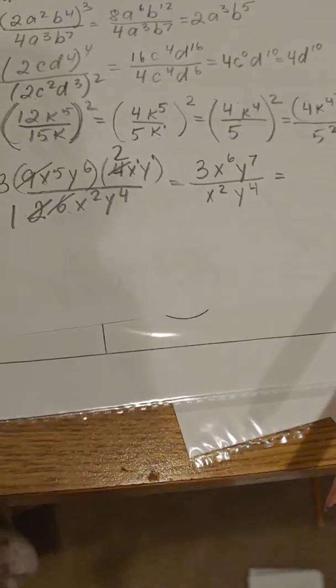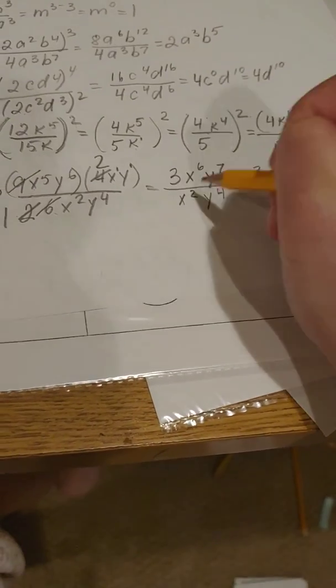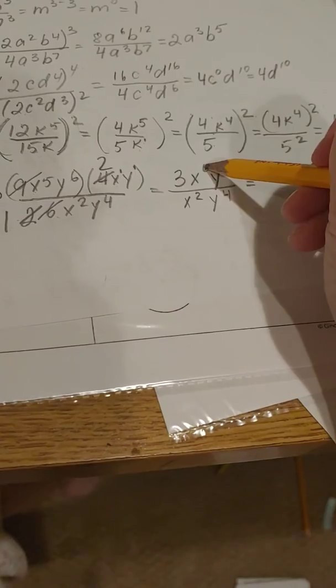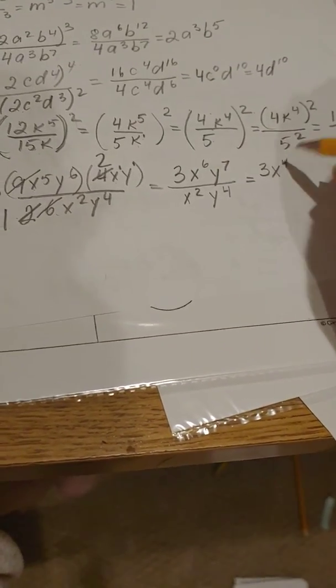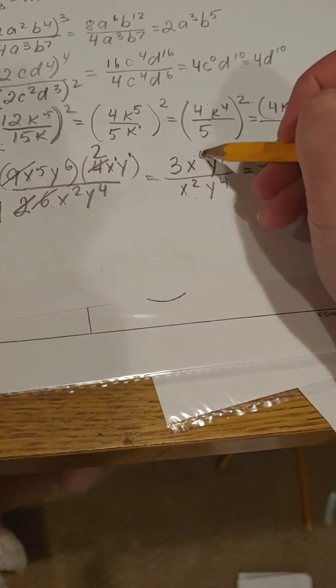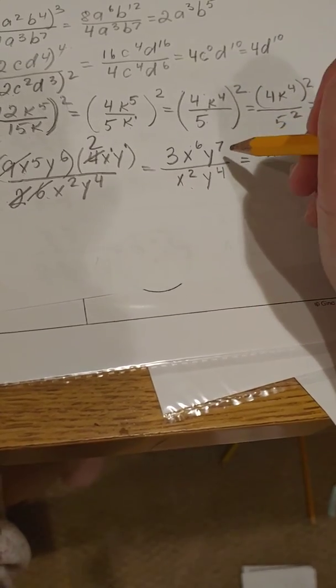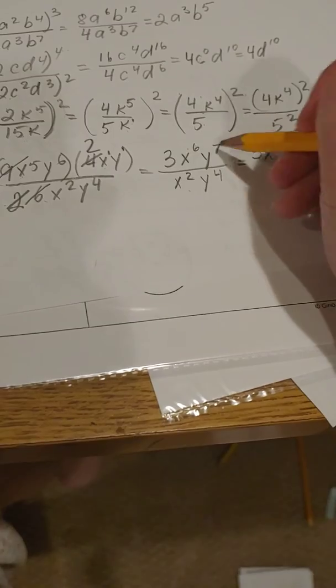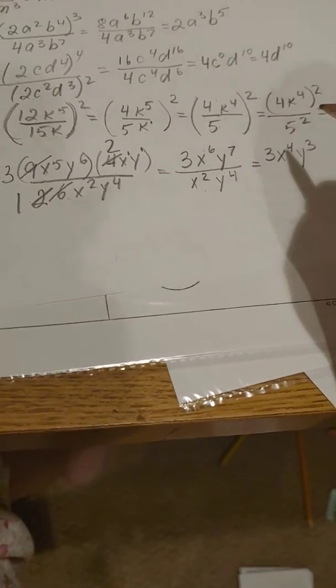And then we're going to use today's skill. Going to leave 3 alone, and then x is going to be to the power 4. 6 minus 2 is 4. That's the reason why. We're dividing, it means we have to subtract the exponents, the powers. So y to the power 3. 7 minus 4 is 3.